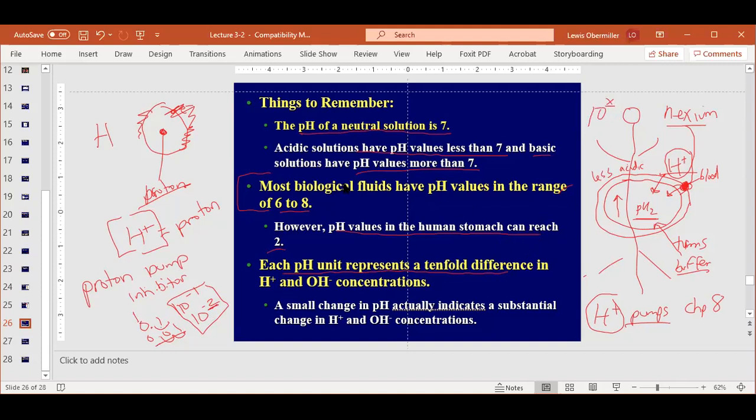So I might ask you on the test, the pH of your blood is 7 and the pH of your stomach is 2. How many more hydrogen ions are in your stomach than in your blood? A lot more hydrogen ions. Well, I would need a specific number. There would be a specific number on the test.